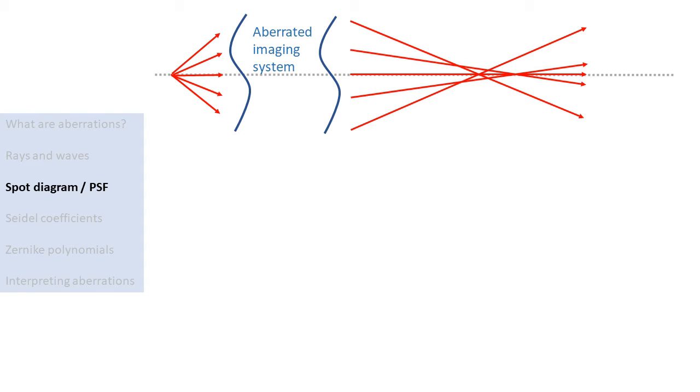For example, we saw that we can visually represent the image of a point source with a spot diagram, which indicates where all the rays from a point source intersect the image plane.